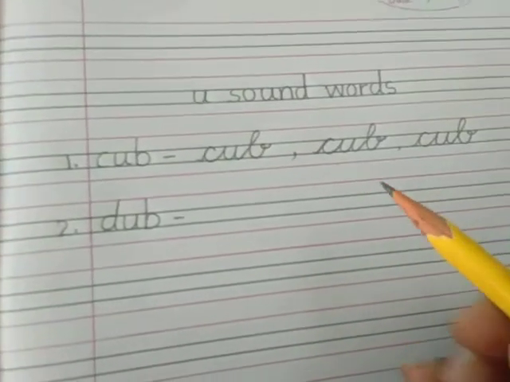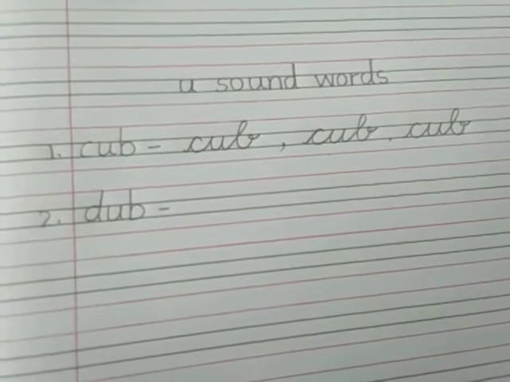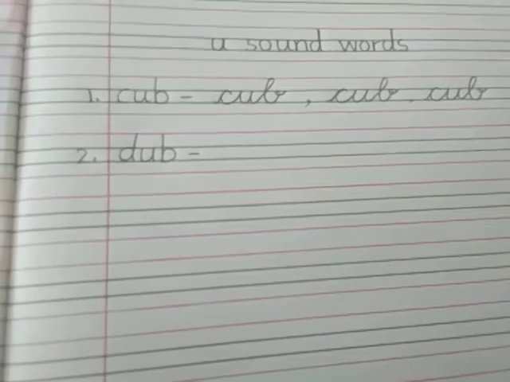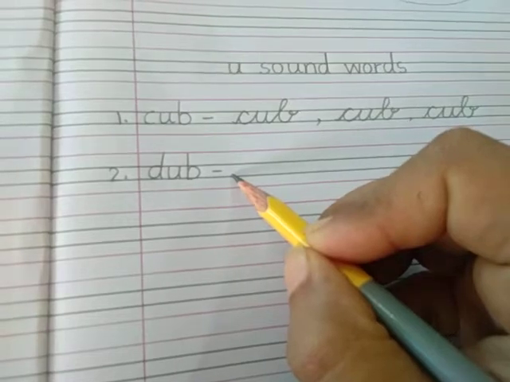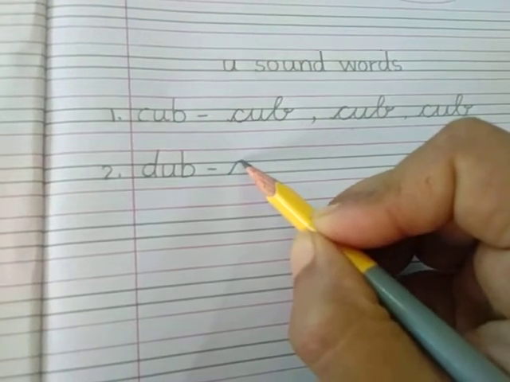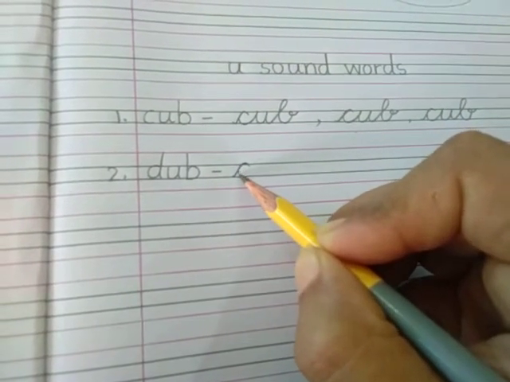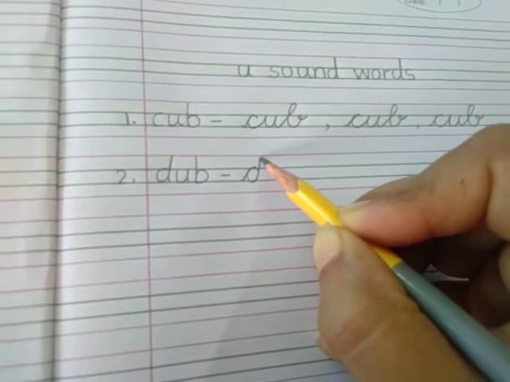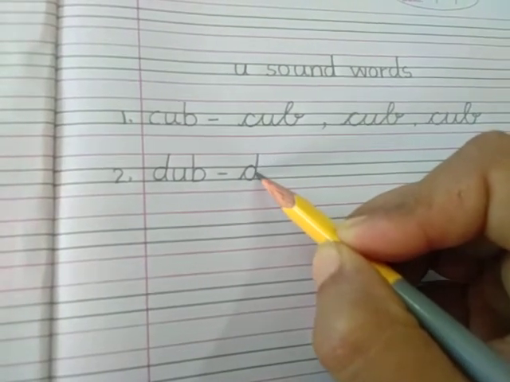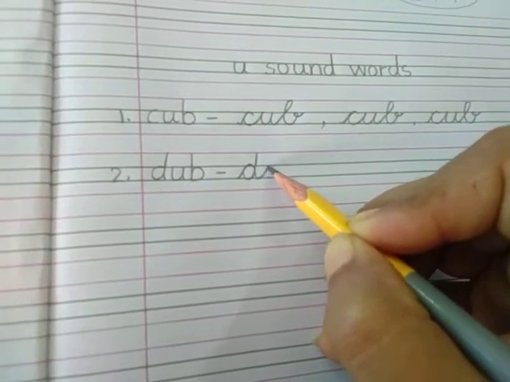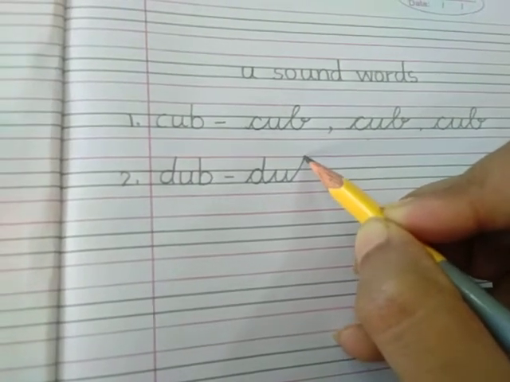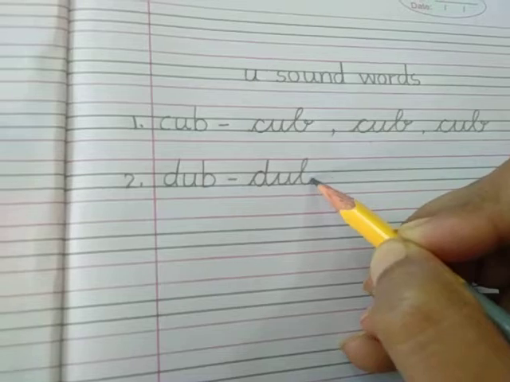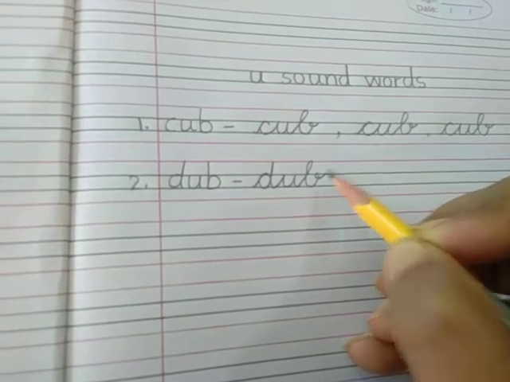Now, the second word is dub. D-U-B, dub. Now, we will write dub 3 times. See? Like C, you have to start and go up, come down, D, then write U, then B. Dub.